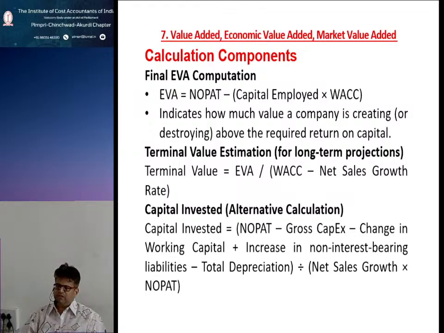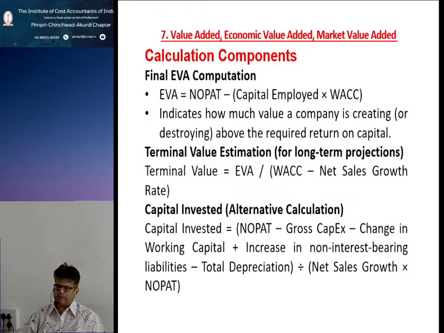Then the final EVA computation: EVA is equal to NOPAT minus capital employed into WACC, and this indicates how much value a company is creating or destroying above the required return on capital. Terminal value estimation for long-term projections: terminal value is equal to EVA divided by WACC, the weighted average cost of capital, minus the net sales growth rate.